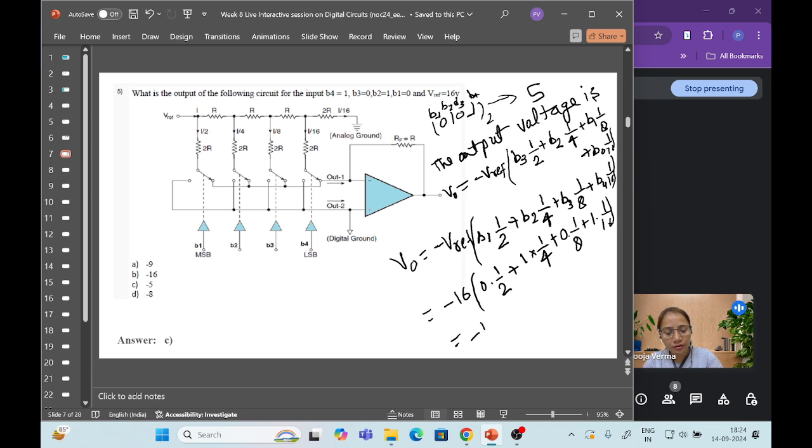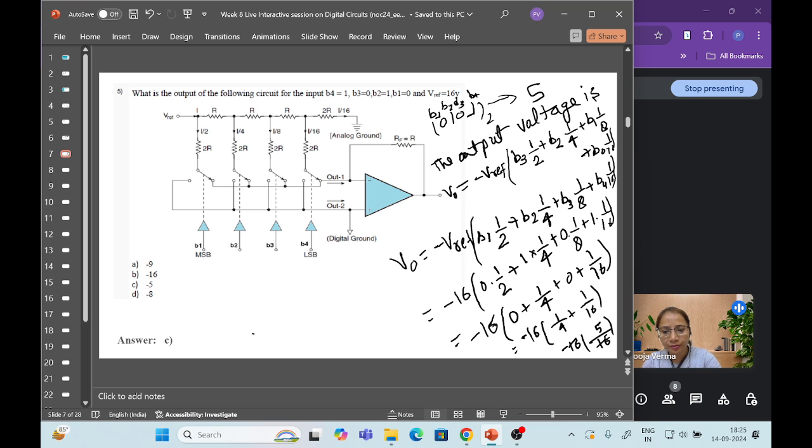Okay, so minus 16, it will be 0 plus 1 by 4 plus 0 plus 1 by 16. If we further calculate it, it is 16 minus 16, so 1 by 4 plus 1 by 16. So you will get 5 by 16, right? So 16 and 16 will be cancelled out.